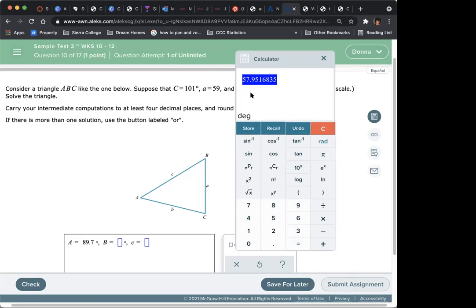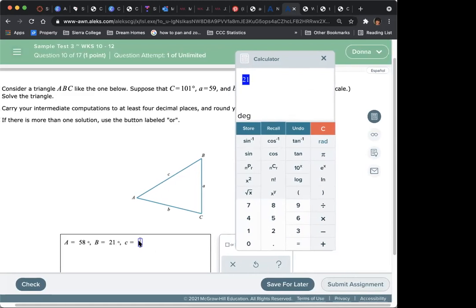57.95 or 58.0. Okay. That works out. So then when you do 58 plus 101, you get 159. All right, now when you subtract that from 180, and then little c was 68.3.